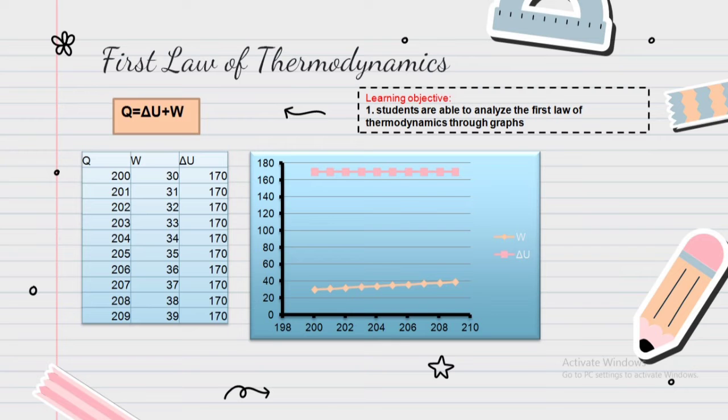The next is the first law of thermodynamics. The formula is Q equal to delta U plus W. So this example is Q is 200, W is 30, and delta U is 170, and so on. So we can see in the picture, it is explained that delta U and W is moving constantly.